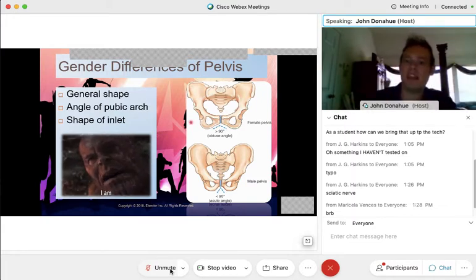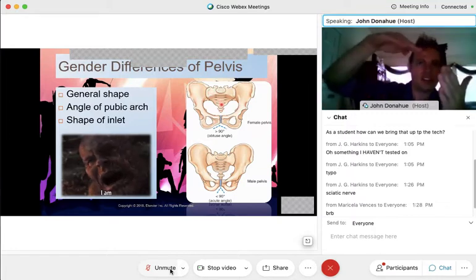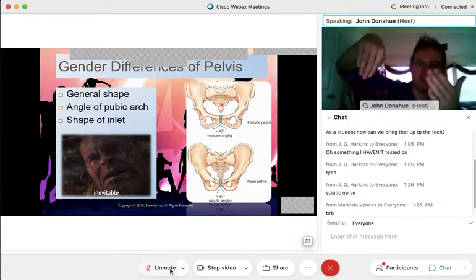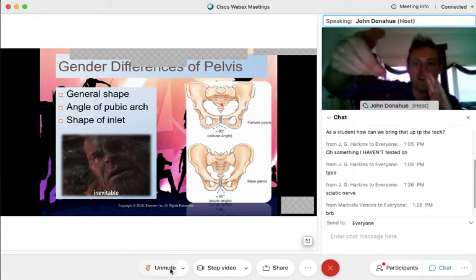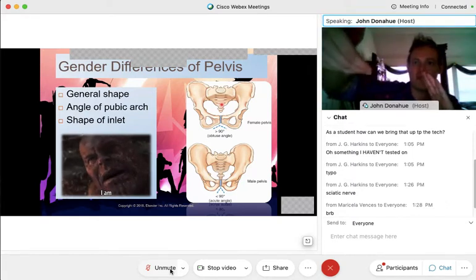And then we look at the shape of the inlet. Once again, it's talking about this portion right here. The inlet's going to be this area basically of the sacrum and the coccyx. If you notice on females, the sacrum and coccyx actually extend more posteriorly versus a male. In males, the sacrum and coccyx actually curve more anteriorly, almost comes up to a hook shape.